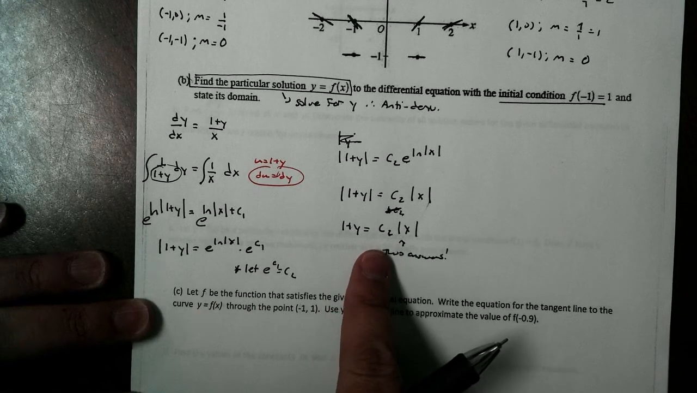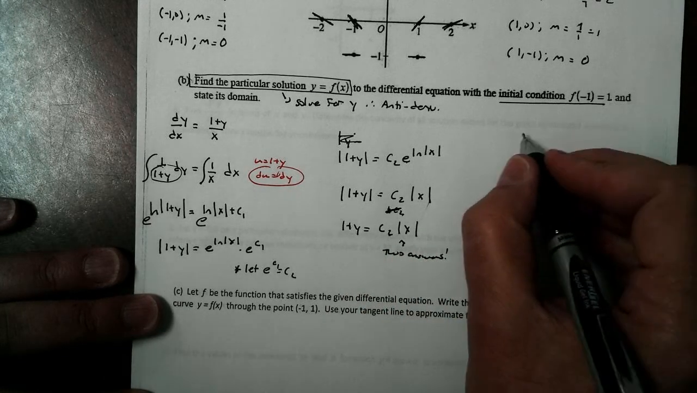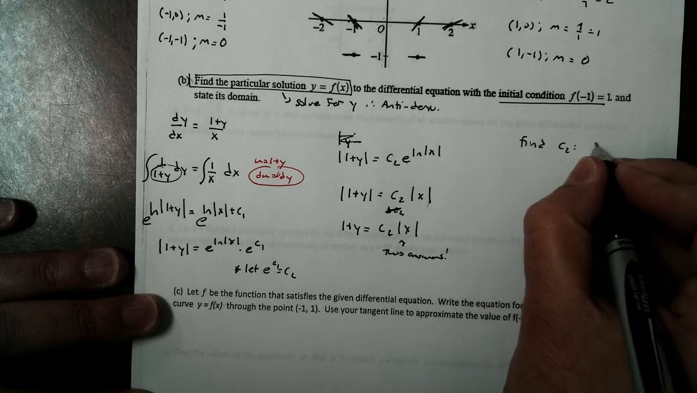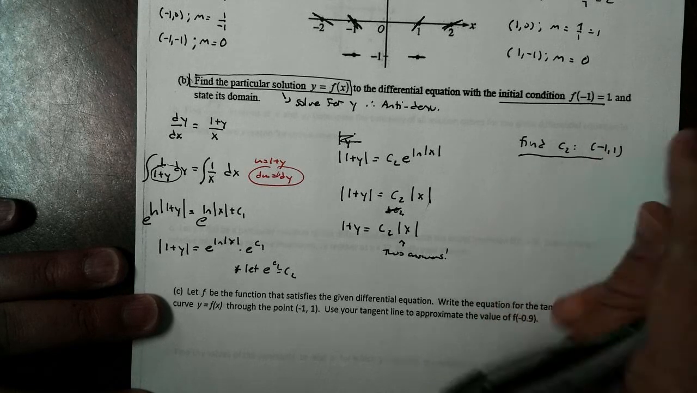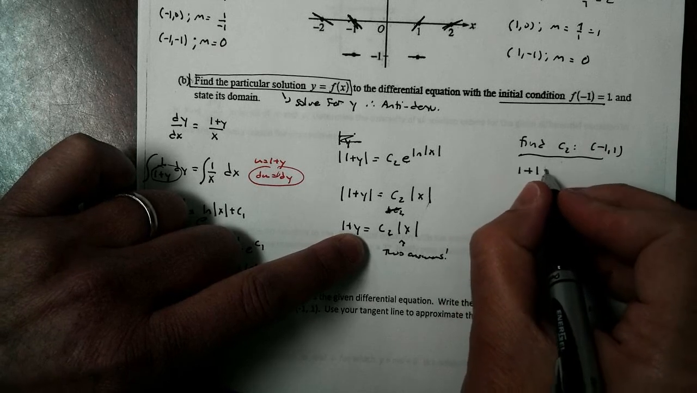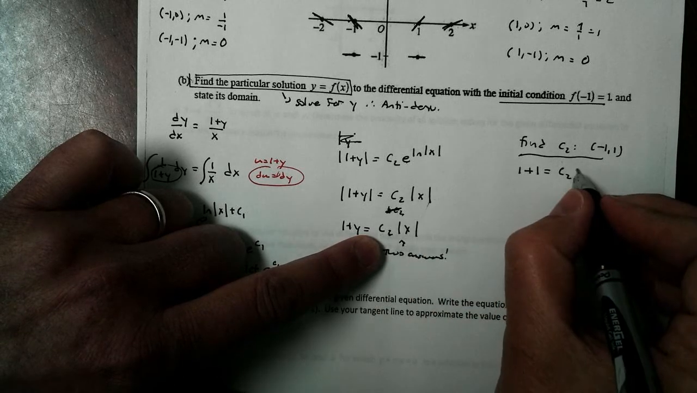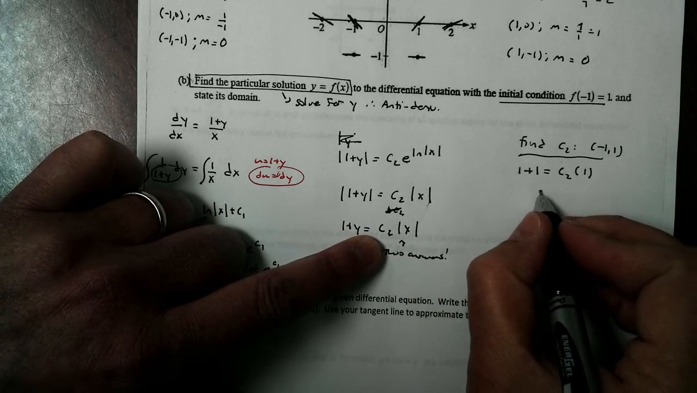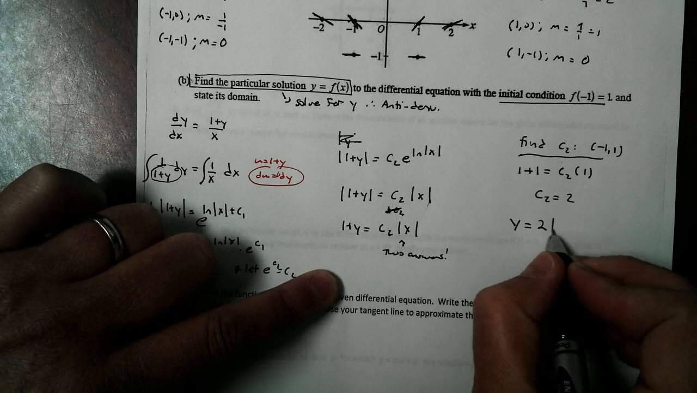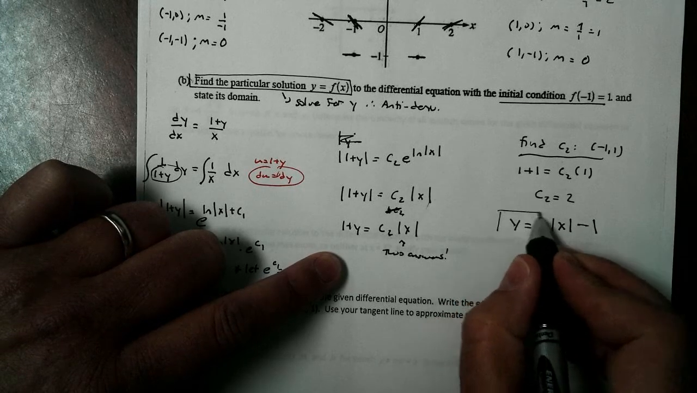So let's see, when we solve this, we're going to use our initial condition. We have to find c2, so we're going to use our point negative 1, 1, and plug it in. We get 1 plus 1 equals c2 times the absolute value of negative 1, which is just 1. So what is c2 going to equal? 2. So our equation is going to be y equals 2 times the absolute value of x minus 1. And there is our equation.